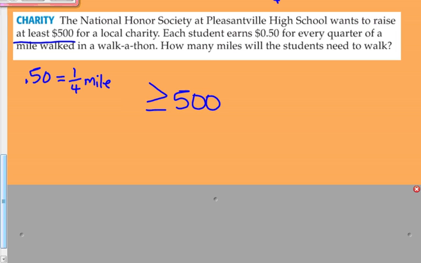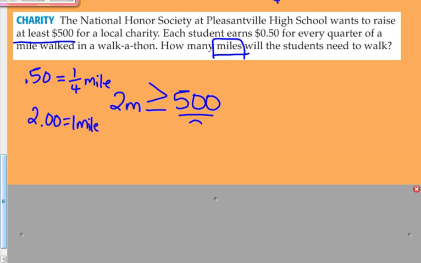That's an important relationship to write down. How many miles will the students need to walk? And here's the trick. They want miles, not quarter miles. So we need to know how much they earn for a full mile. Obviously there's 4 quarters in a mile, so we'll do 4 times 50 cents, and we'll get $2 is what 1 mile earns. And that's what we're going to put up here. 2m is greater than or equal to 500 because it's $2 per mile.